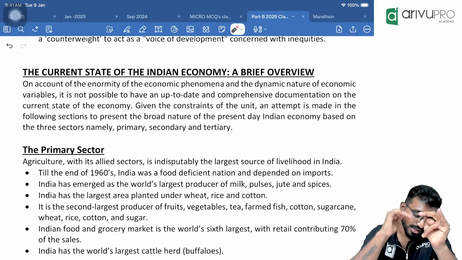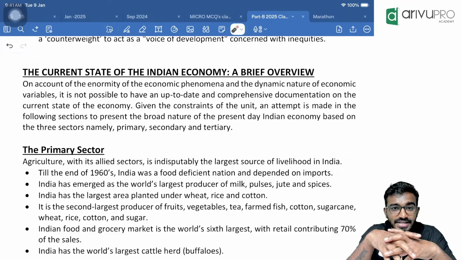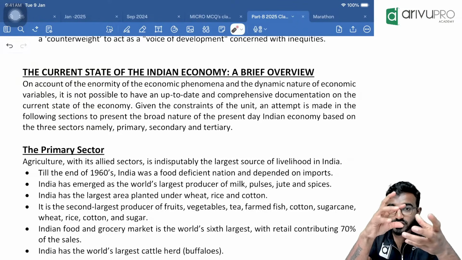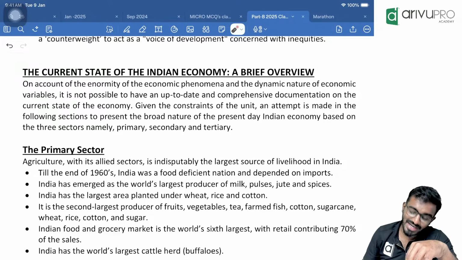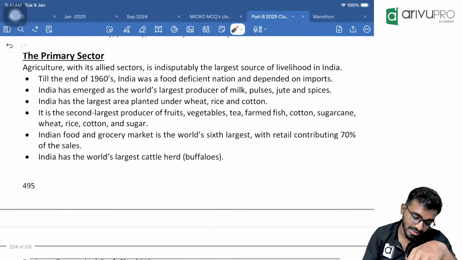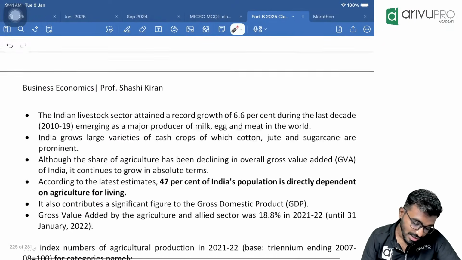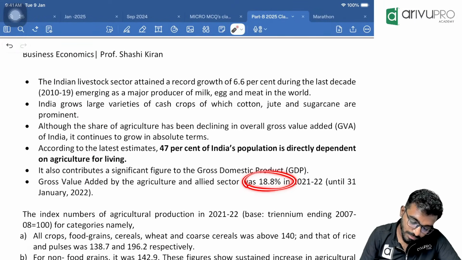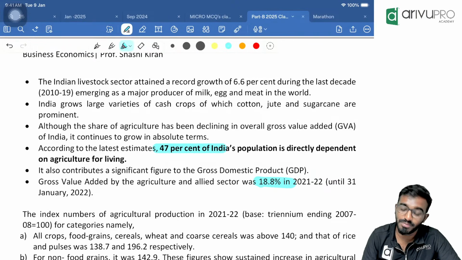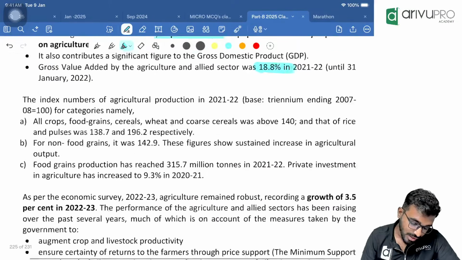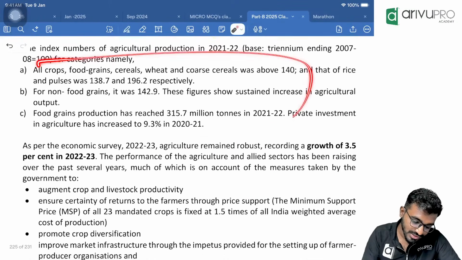Clear? Okay, see here. In the primary, secondary, tertiary sectors, the contribution made to GDP, that information is important, and almost everything here is data and information. Observe, primary and allied activities. It contributes 18.8% to India's GDP, and 47% of India's population is still dependent on agriculture for their livelihood. And all these index numbers, this is not required, leave it off.